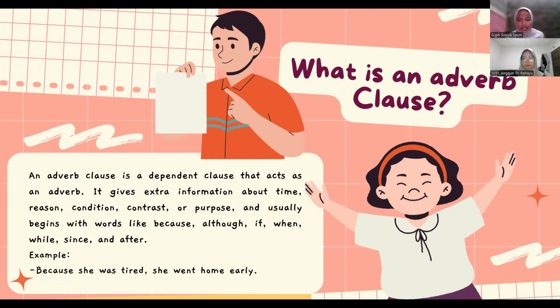So guys, what is an adverb clause? An adverb clause is a dependent clause that functions as an adverb. It modifies the verb in the main clause by providing information about time, reason, condition, contrast, or purpose. These clauses typically begin with subordinating conjunctions such as because, although, if, when, while, since, and after. For example, in the sentence, because she was tired, she went home early, the clause because she was tired explains the reason why the subject went home.